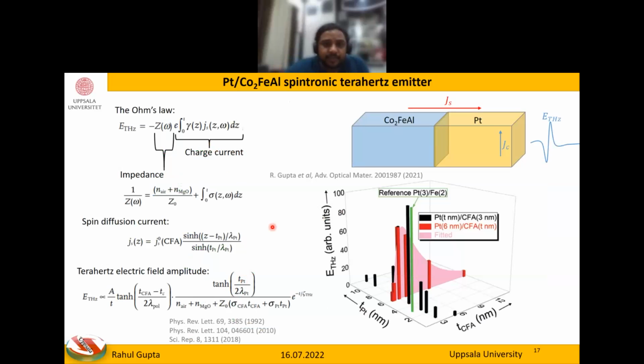Then we further optimized the signal as a function of different platinum and CFA thickness, and we utilized this thickness dependent model using the diffusion model. From the fitting, we can extract this parameter, called the terahertz attenuation coefficient, which was found to be around 20 nanometers. This means that after 20 nanometers of thickness, whatever terahertz is generated inside the CFA platinum layer will not transmit through the material itself.